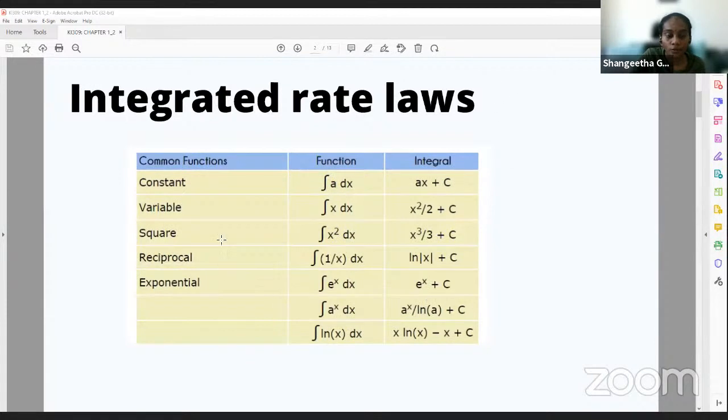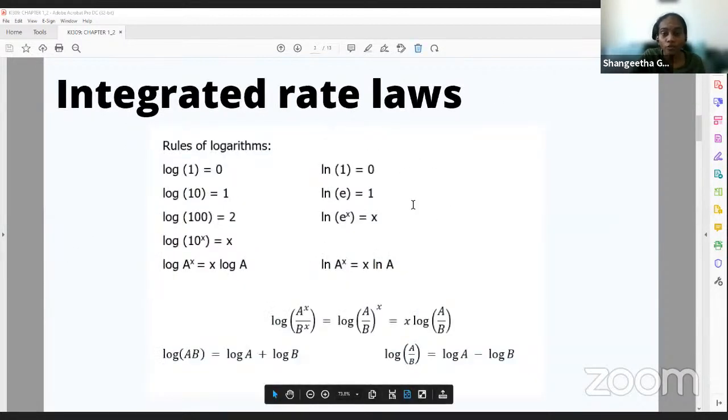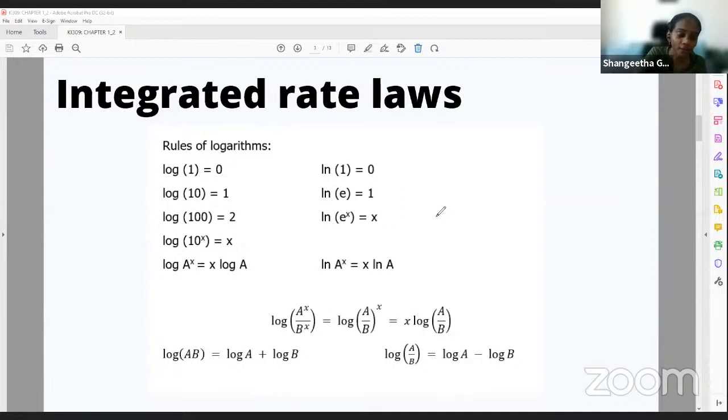So going into a little bit on the rules of logarithms. All these are just prior information that you need to know before you can attempt your chemistry questions. So here you have to remember the basics of your logs. Log 1 equals 0, log 10 equals 1, log 100 equals 2. If you have log 10 to the x, then it is equal to x. Log a to the x, then you get x log a.